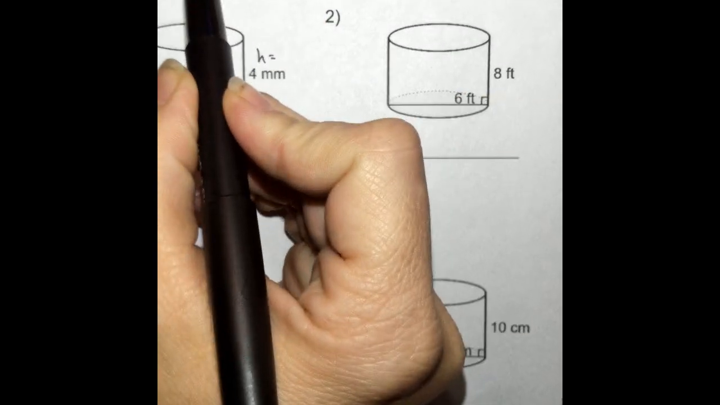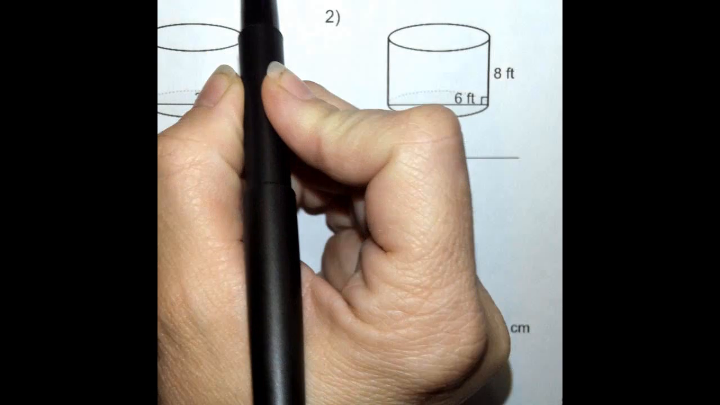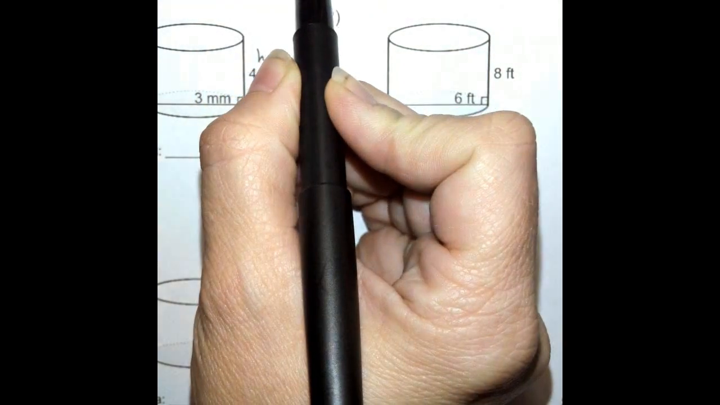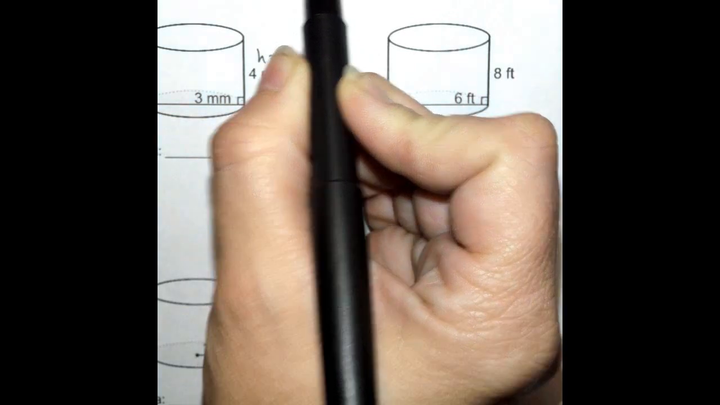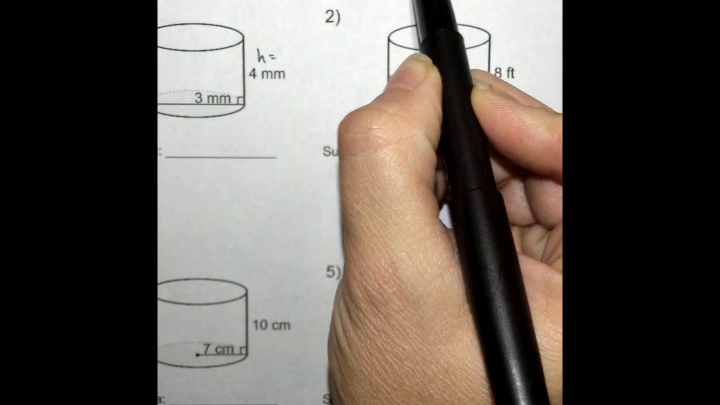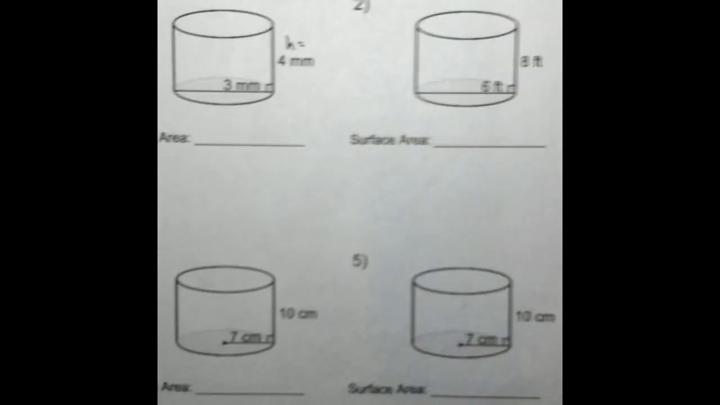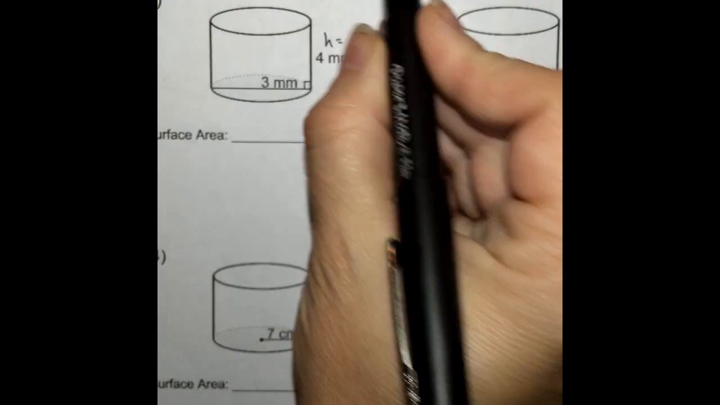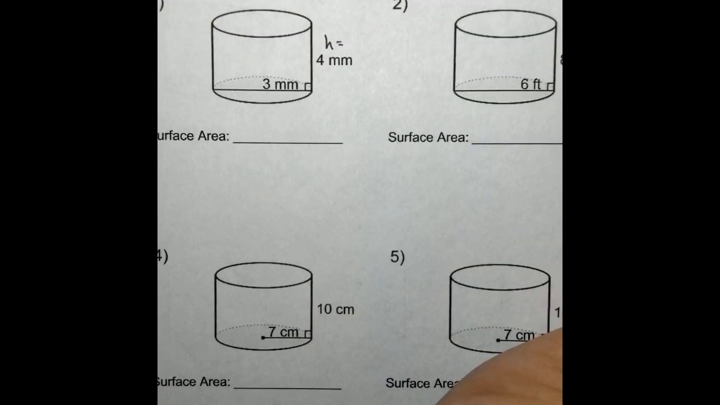At the top of your scrap paper, go ahead and put the formula for surface area, which equals 2 times pi times the radius squared plus 2 times pi times the radius times the height. So when we're looking at our figures, we need to know the radius and we need to know the height to help us figure out the surface area.